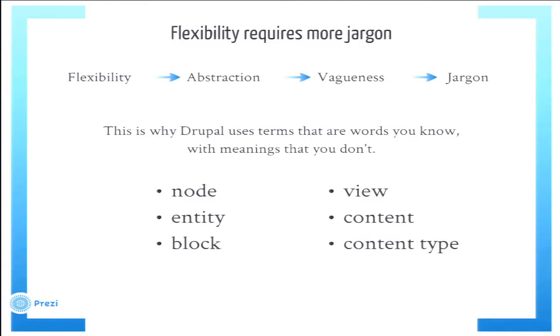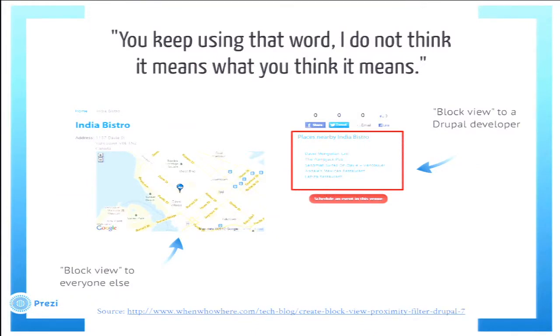This is where I started seeing hands dropping, and I don't blame you. These things mean completely different things in Drupal than they might mean on other platforms or in ordinary talk. This is what I like to call: you keep using that word, I do not think it means what you think it means. Over there on the right, that's the block view to a Drupal developer. But if you showed people the page on the left, they'd probably say, no, that's the block view, obviously. That's a city block, looking at the city blocks. Well, block view, there's jargon. So the one on the right is actually the block view to a Drupal developer.